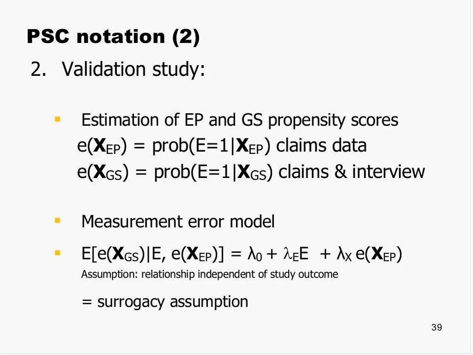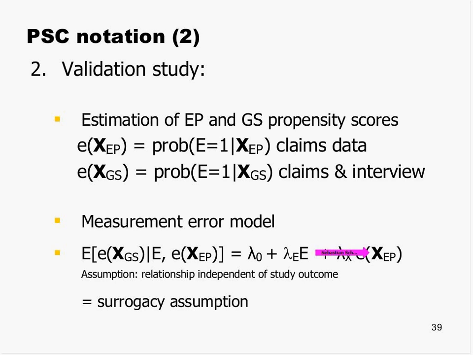Next slide. That's why we go to the validation study, and there you estimate two propensity scores: one the error-prone and one the gold standard propensity score. The gold standard is a richer propensity score with claims and interview data. Then you have a measurement error model, which is simply, in this case, a linear regression of the gold standard propensity score as a function of the exposure and the error-prone propensity score. So it's a relationship between gold standard and error-prone propensity score.